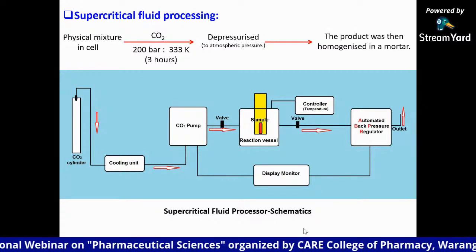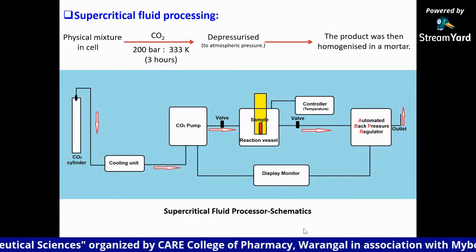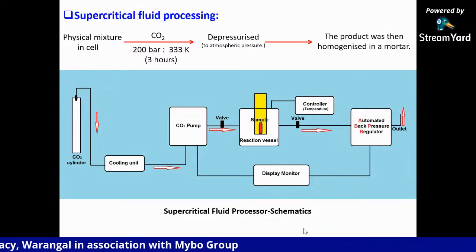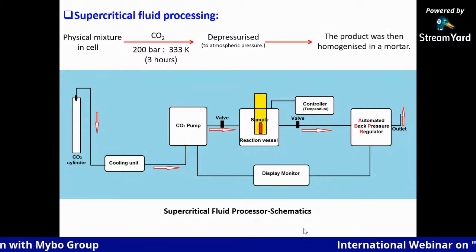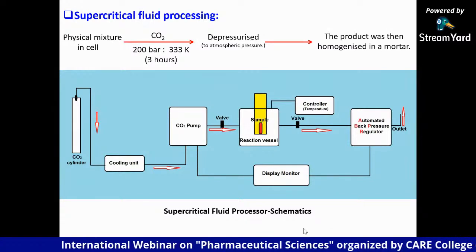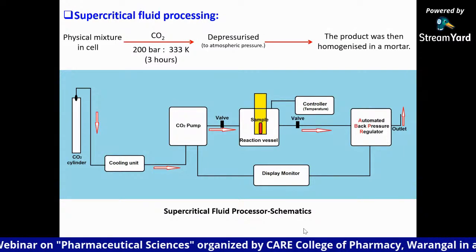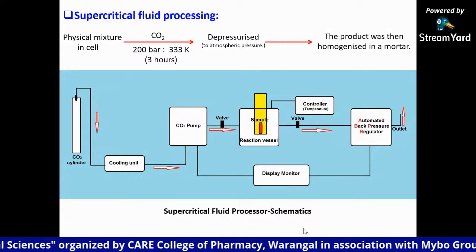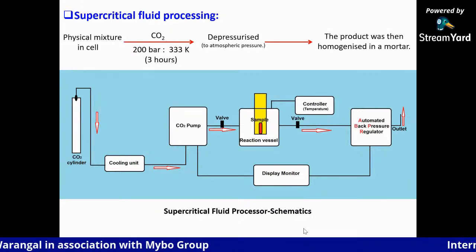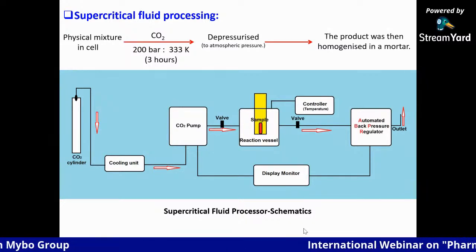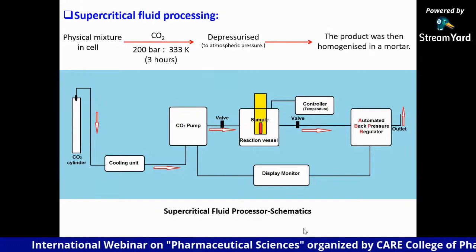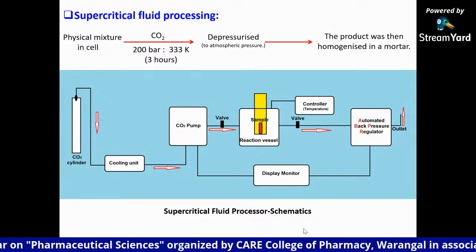And what we have done in the study was that we placed the physical mixture of the drug and cyclodextrin in the sample reaction vessel, the cell, as we can see. And later it was subjected to carbon dioxide at 200 bar and 333 Kelvin for 3 hours. And later the mixture was depressurized to atmospheric pressure. Finally, the product was homogenized, ground using a mortar and pestle.